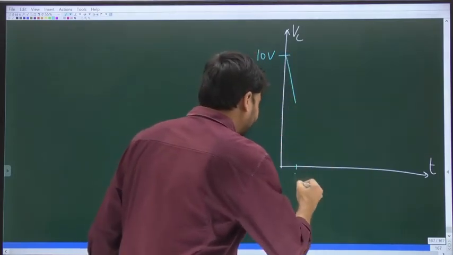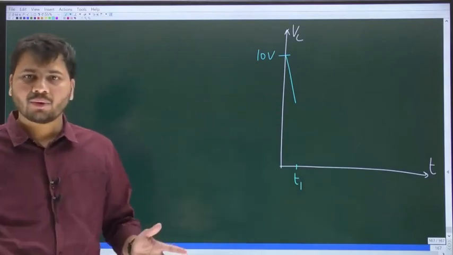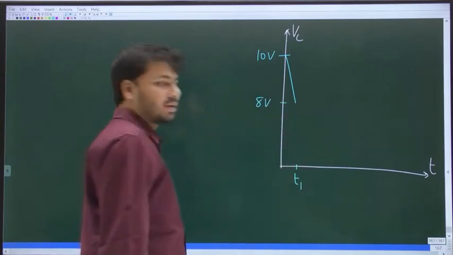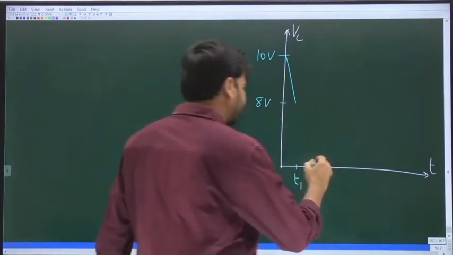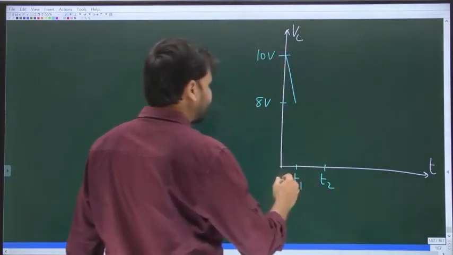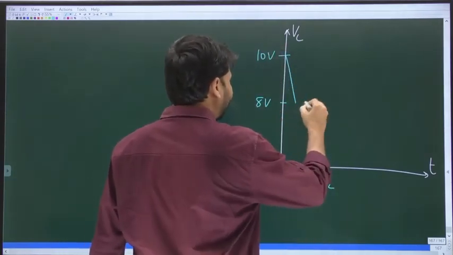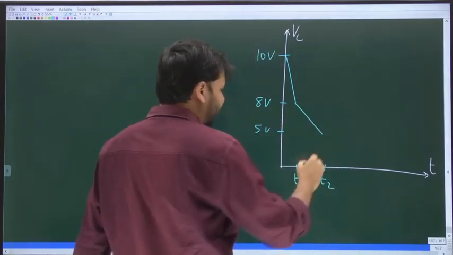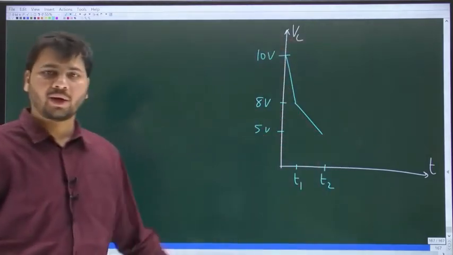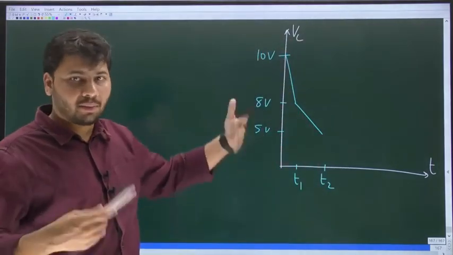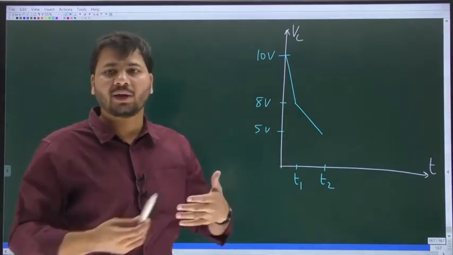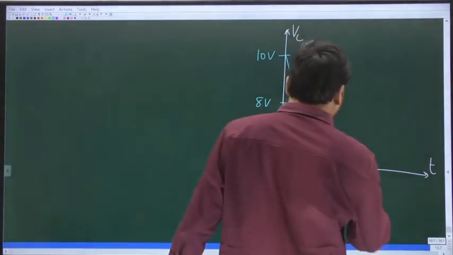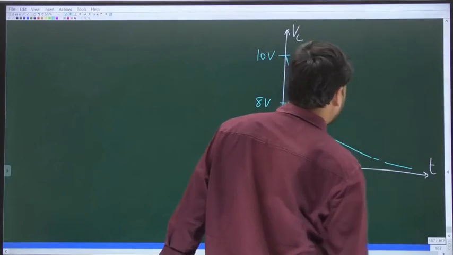Okay, let this be T1, and then from T1 to T2, what was this voltage? It was 8. And let this be T2. From T1 to T2, will it not decrease from 8 to 5? Yes, it will decrease from 8 to 5. So the point to be noted here is, initially the rate of decay is maximum, 10 by RC. From 10 by RC it became 8 by RC. Then it became 5 by RC. It will become like this and like this.